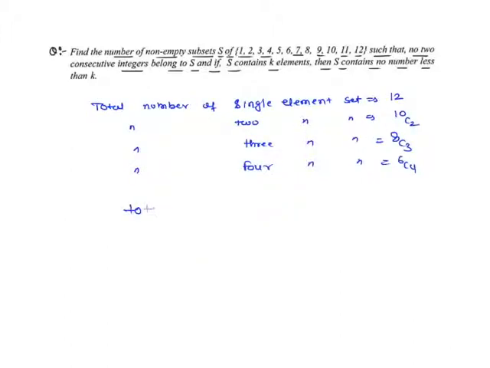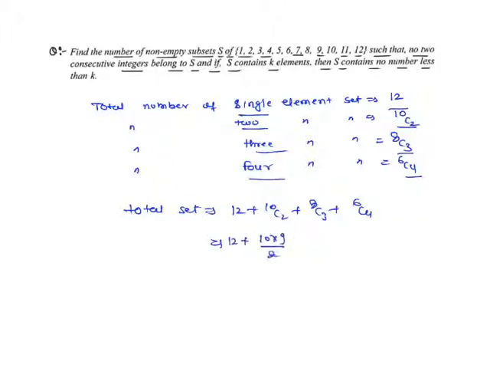So total set is single element is what? 12 plus 2 element is 10C2 plus 3 element is what? 8C3 plus 4 element is what? 6C4. So if I add 12 plus 10 into 9 divided by 2 plus 8 into 7 into 6 divided by 3 into 2 plus 6 into 5 divided by 2 into 1. So this is what? 10 divided by 2 is what? 5. So 12 plus 9 into 5 is what?